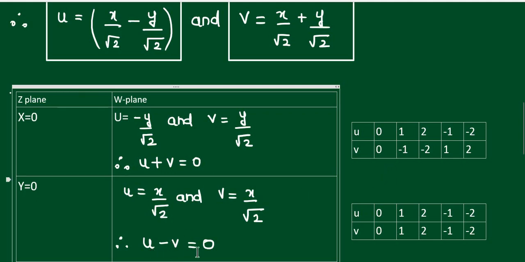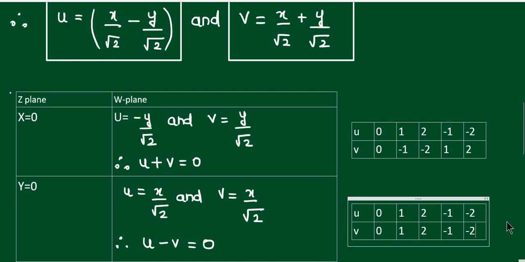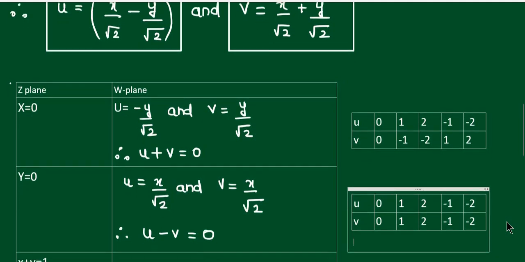Now, similarly, u minus v equal to 0. You can plot the table for this equation also. When u is 0, v is 0. When u is 1, v is 1. When u is 2, v is 2. When u is minus 1, v is also minus 1. When u is minus 2, v is also minus 2. You can use this table when you want to draw the line.